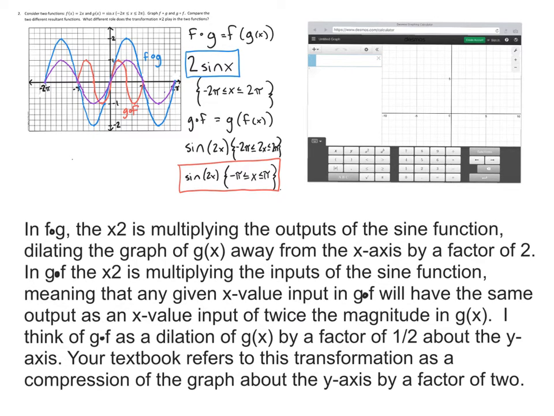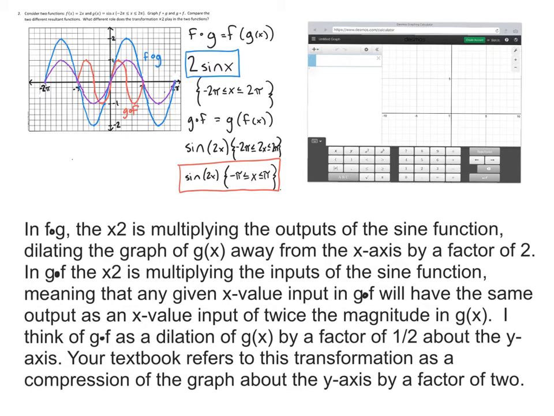In G composed with F, the times 2 is multiplying the inputs of the sine function, meaning that any given x value input in G composed with F will have the same output as an x value input of twice the magnitude in G of x. I think of G composed with F as a dilation of G of x by a factor of 1/2 about the y-axis. Your textbook refers to this transformation as a compression of the graph about the y-axis by a factor of 2.